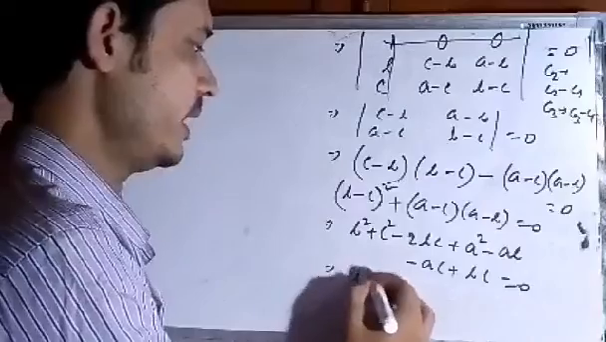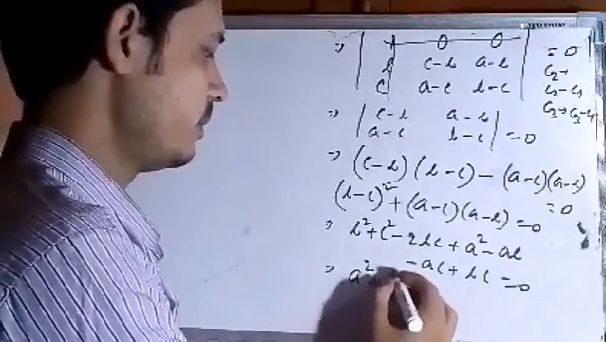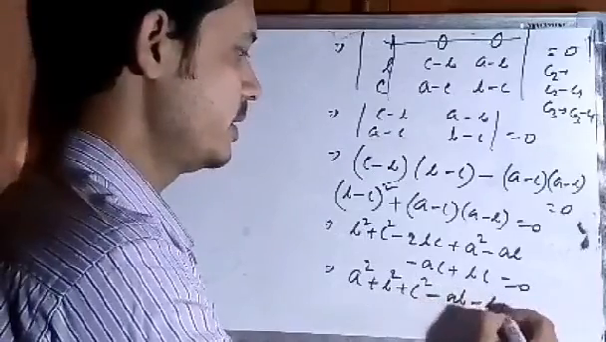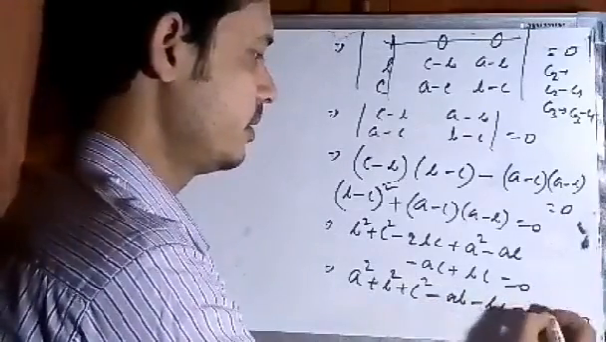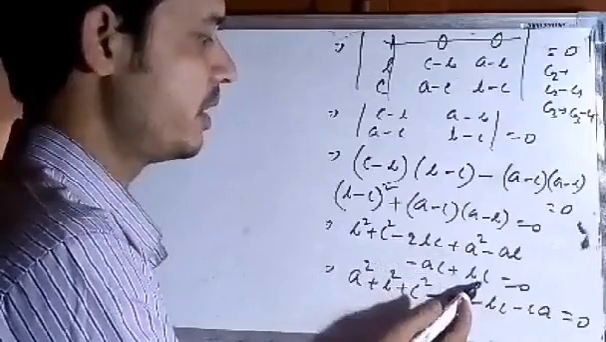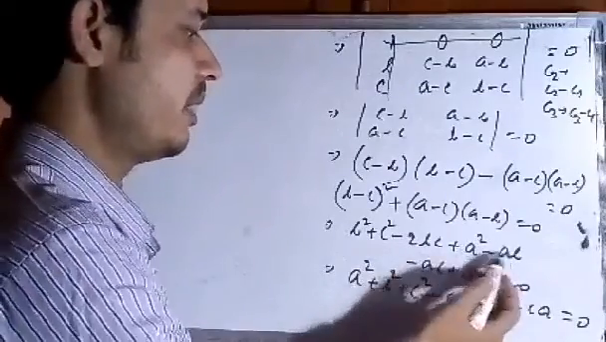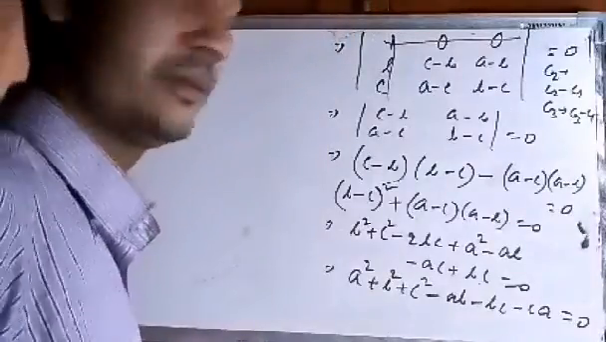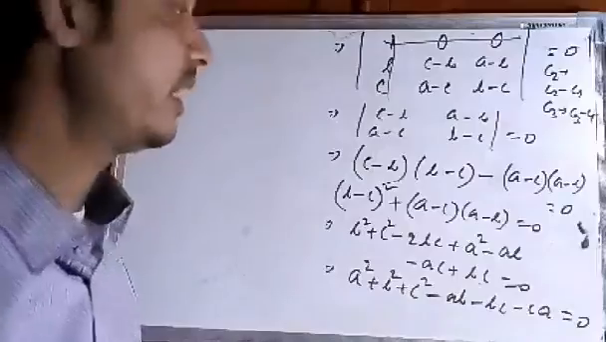So what we see, we get the value A square plus B square plus C square minus AB minus BC minus CA equal to 0, because it is minus 2BC plus BC, so it is minus BC. This is a very lengthy sum and my board is not too big, so it creates a problem. So I have to rub the board again and again.